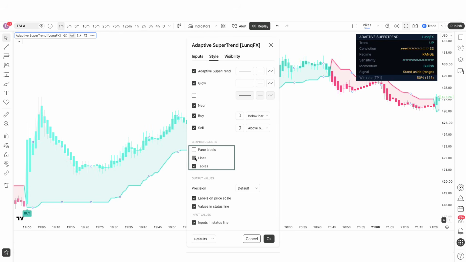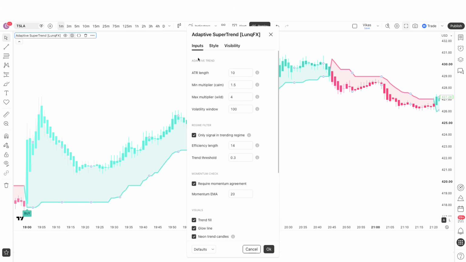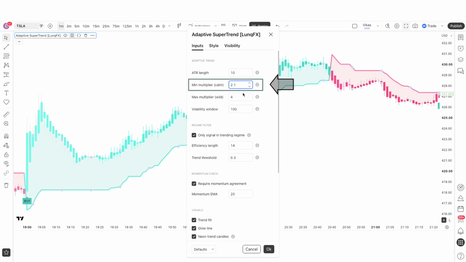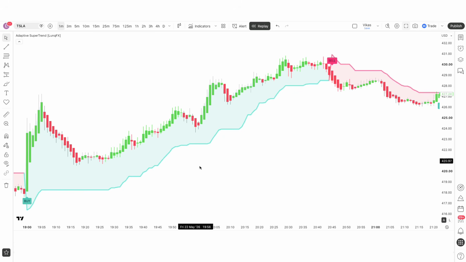First, if there are any options you wish to hide, do so to keep the chart clean and easy to read. We change min multiplier 1.5 to 2.1, then change efficiency length 14 to 4, then change trend threshold 0.3 to 0.6. Here everything is fine. After that, click OK. Now we'll add one more indicator to make this strategy more powerful.